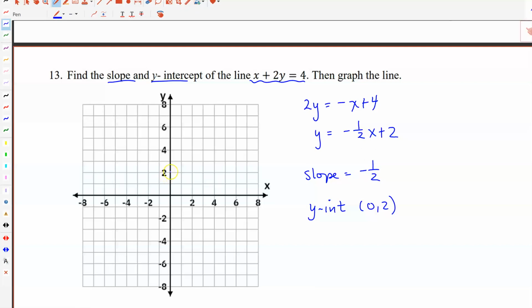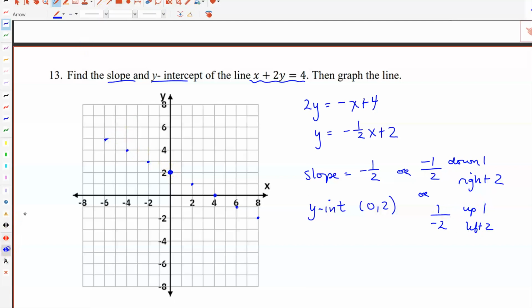So 0, 2 would be right here on the y-axis, and then for the slope being -1/2, if I assign that negative to the numerator, I can read those directions as going down 1, right 2. Right, so from my given point I can go down 1, right 2, and I can keep repeating that. Or if I assign the negative to the denominator, I can read these directions as going up 1, left 2. So if I keep going up 1, left 2, I get a whole bunch more ordered pairs that I can then connect to form my line.